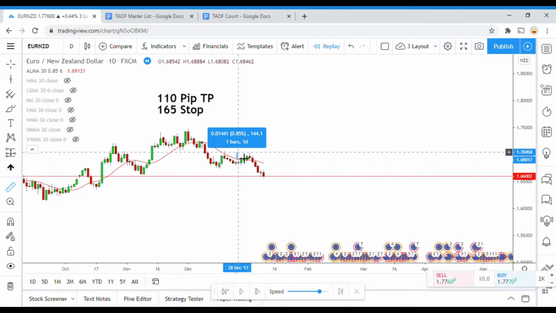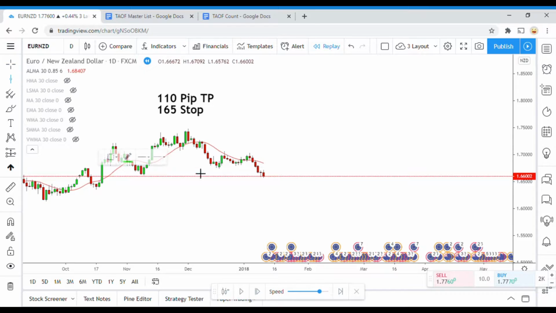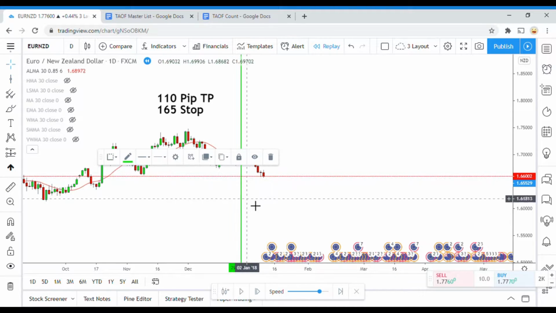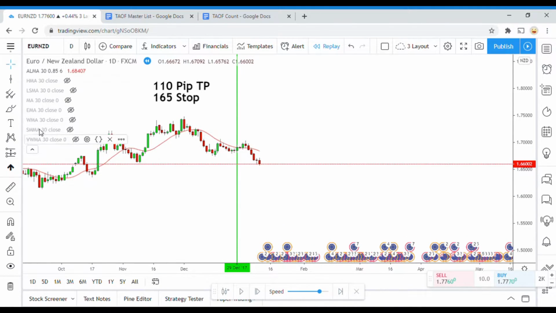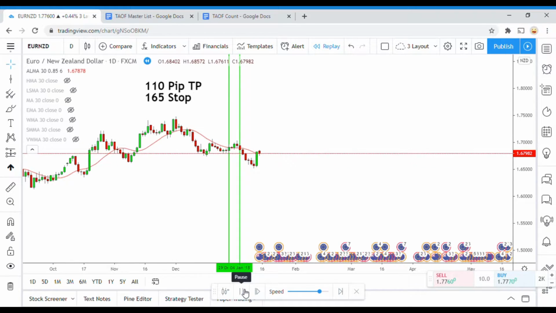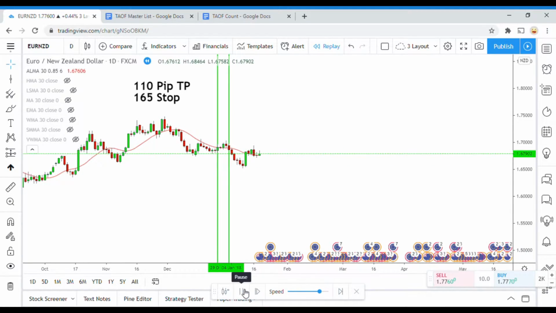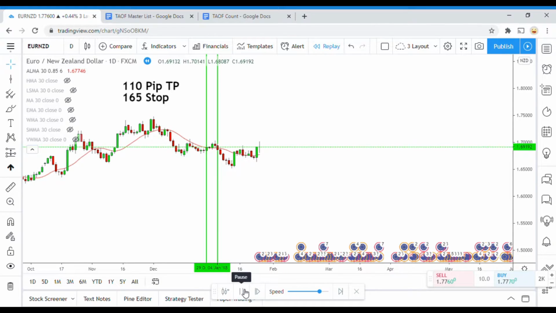Let's see what we can get out of the Arnaud Legoux moving average. Looks like there is the first signal right there, and it looked like it did pretty well. Second signal right there, I can already tell that one definitely hit the 110 pip marker.